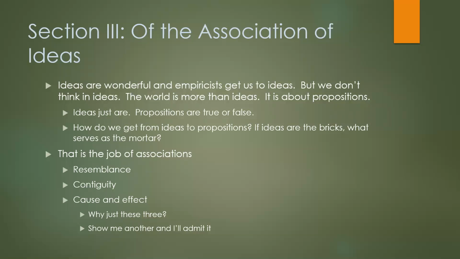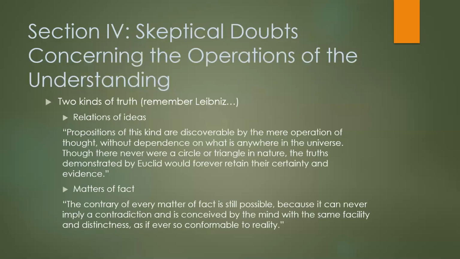So he says we have two kinds of truth. Picking up this thread from Leibniz, we have relations of ideas, which give us two ideas in an association, and we can determine the truth or falsity of it simply by looking inside, by knowing the meanings of the terms. These are our logical truths.